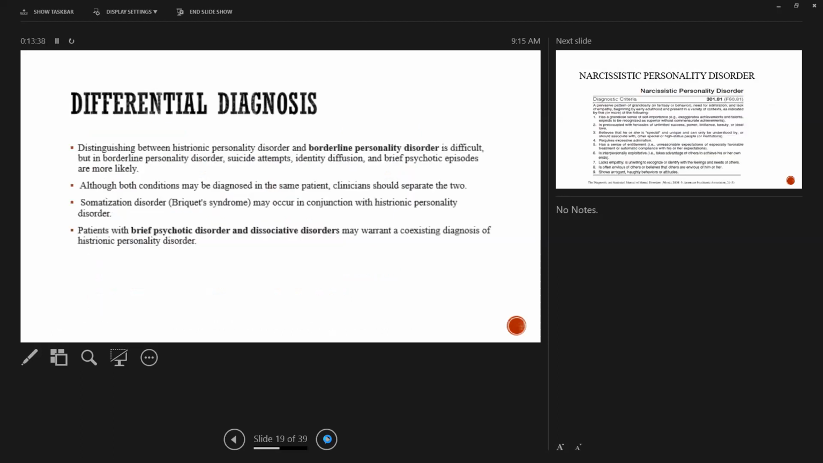Now, distinguishing between a patient of histrionic personality or borderline personality is difficult. But in borderline personality, usually suicide attempts or identity diffusion and brief psychotic episodes are more likely. Somatization disorder may also occur with histrionic personality disorder, and a patient with brief psychotic disorder or dissociative disorders may also require a coexisting diagnosis of histrionic personality.